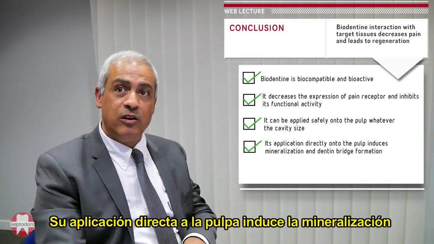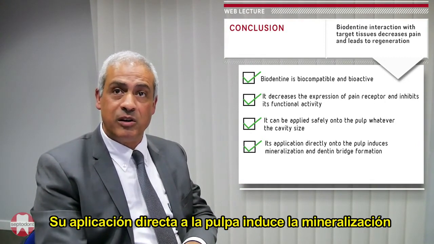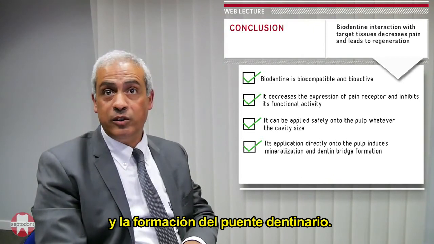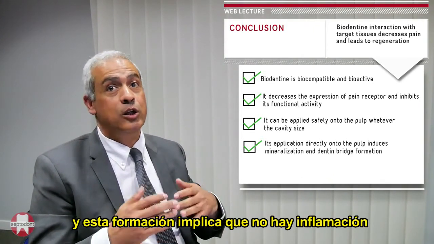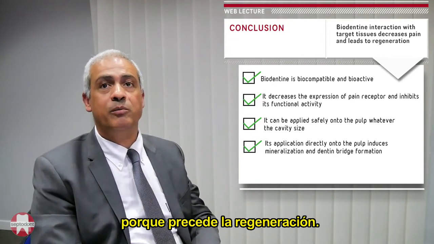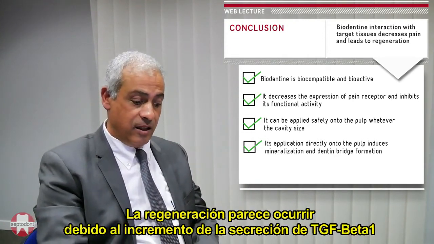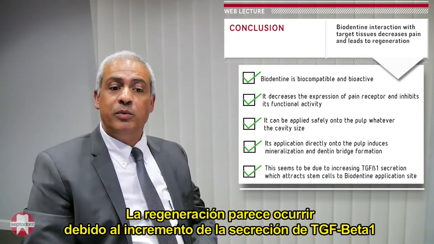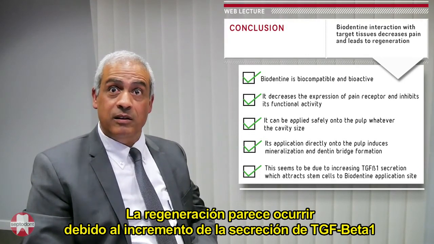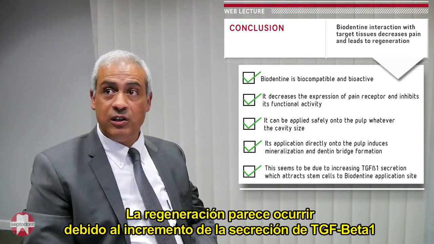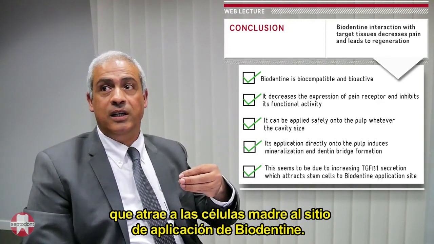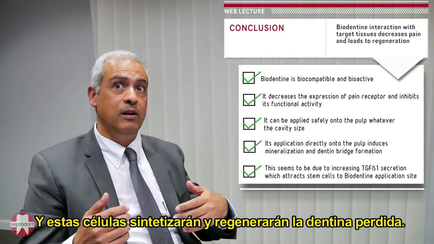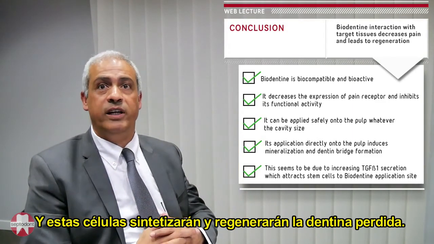Its application directly onto the pulp induces mineralization and dentin bridge formation. And this formation implies that there is no inflammation, because inflammation precedes regeneration. And this regeneration seems to be due to the increase in the secretion of TGF-beta1, which attracts stem cells to the Biodentine application site, and these cells will synthesize and regenerate the missing dentin.